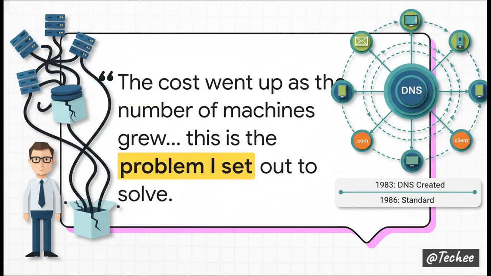And this is where a researcher named Paul Mockapetris enters the story. He saw that the old system just couldn't scale. It was a problem he set out to solve. So, in 1983, he designed the Domain Name System, creating the decentralized automated model we still use today. By 1986, it was the official standard, replacing those old manual phone calls for good.